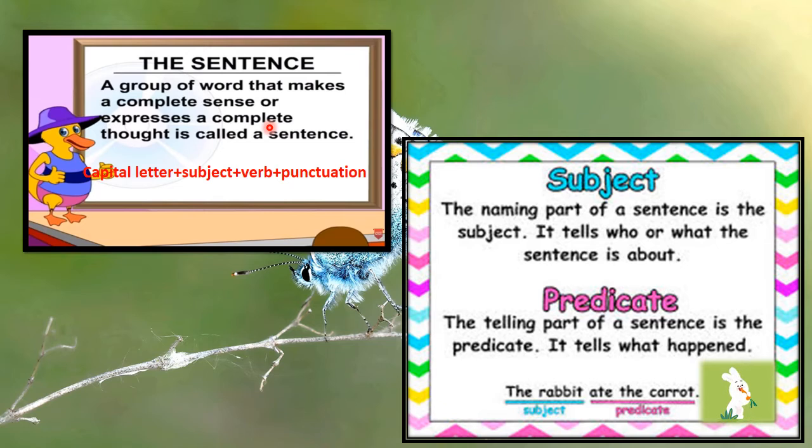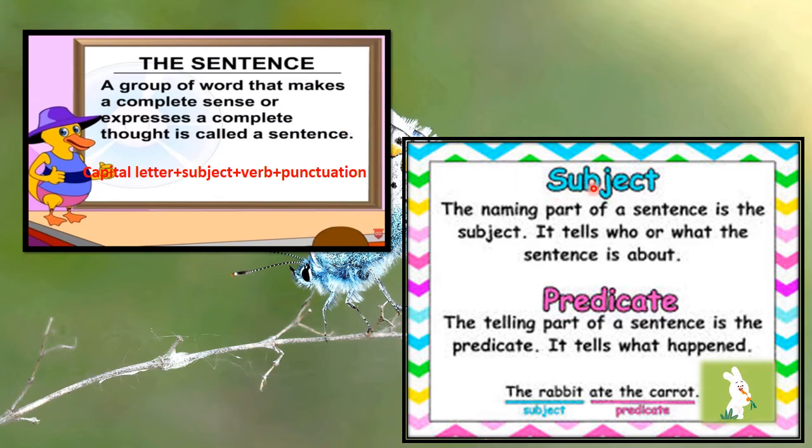Now it says a group of words makes a sentence, but children, it doesn't mean that any group of words will make a sentence. Until and unless that group of words makes sense and has meaning, it is not called a sentence. A sentence has some parts to make it complete. Let's discuss the parts of a sentence.